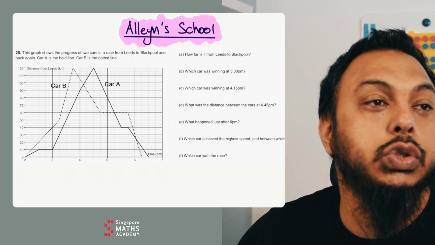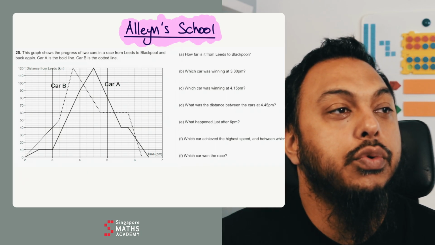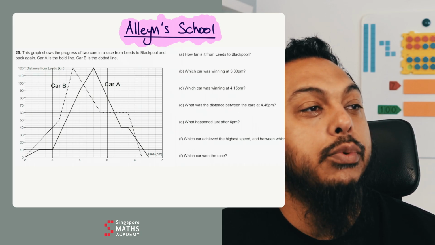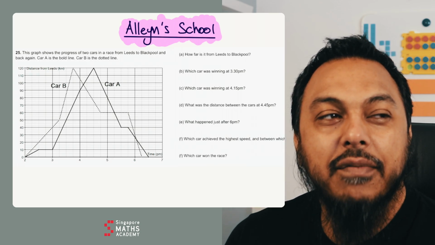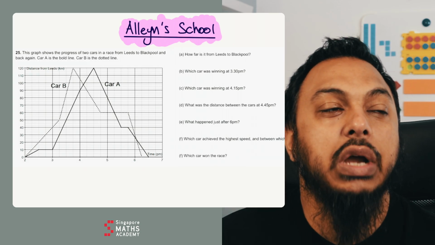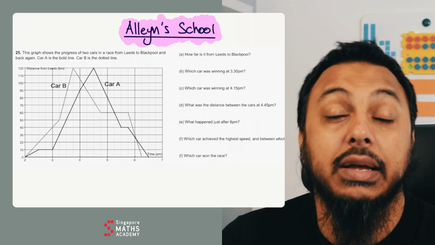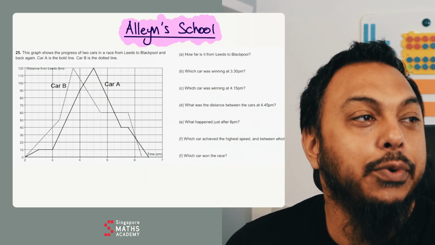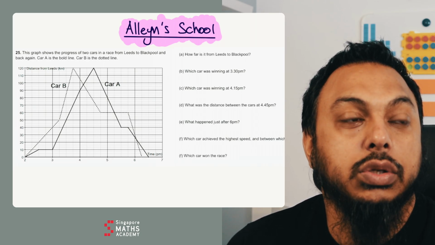So let's jump onto my iPad, and it says here the graph shows the progress of two cars in a race from Leeds to Blackpool and back again. Now, the key part there, if you might have missed, is back again. So they've traveled from one place to another place and then back to their original place that they left from. So car A is the bold line and car B is a dotted line.